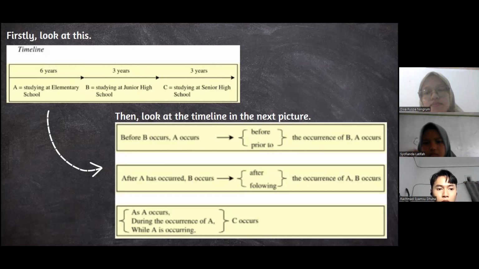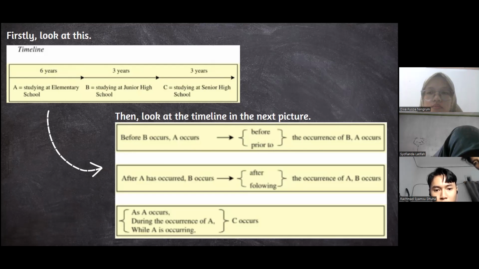this is a timeline. 6 years, 3 years, and then 3 years. For example, this is the timeline of when we are studying in Indonesia. For example, A, studying at elementary school takes 6 years, and then B, studying at junior high school takes 3 years, and then C, lastly, studying at senior high school takes also 3 years.